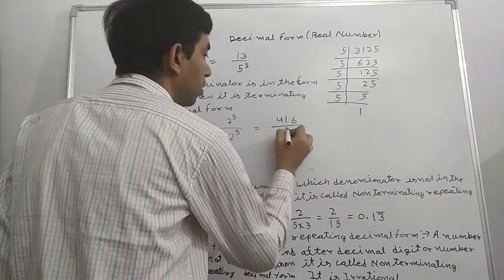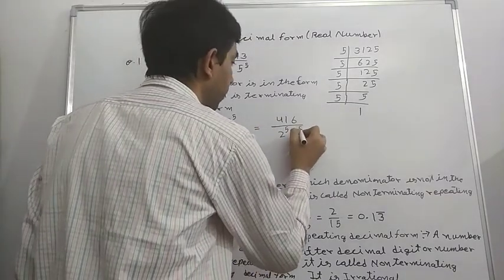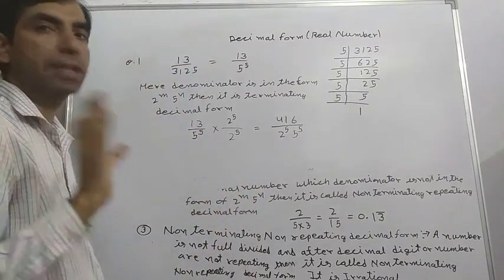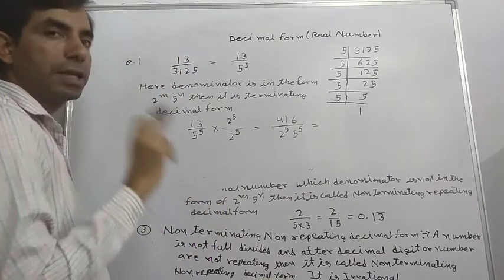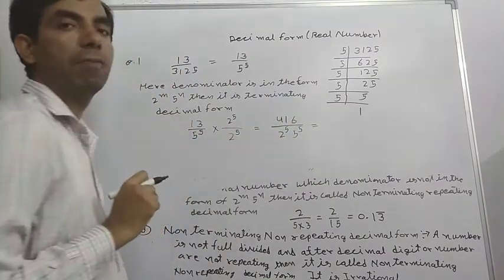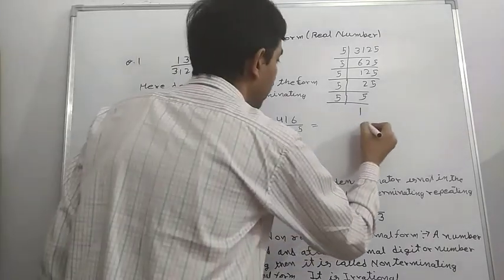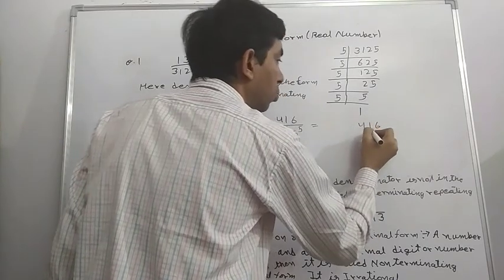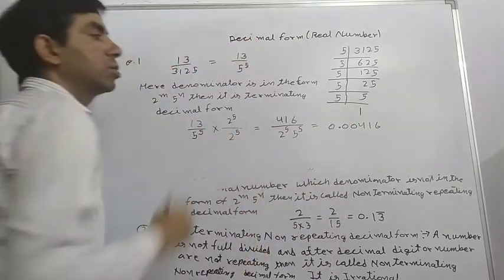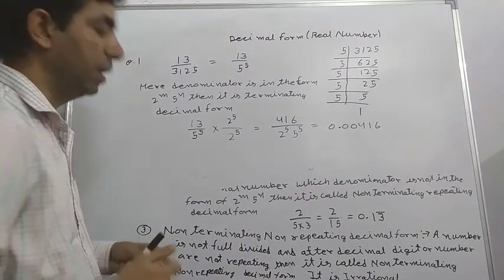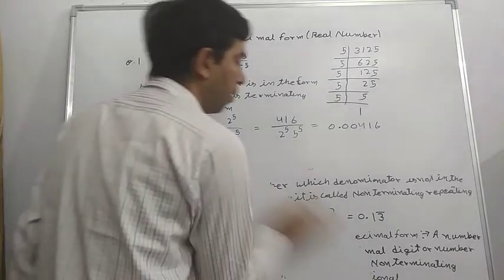But in the denominator we do not solve. We write only in powers: 2 to the power 5 and 5 to the power 5. Here the denominator powers are the same, so we can write the solution. We write the decimal after as many digits as the power. Here the power is 5, so we write the decimal after 5 digits. So counting 4, 1, 6, then 1, 2, 3, 4, 5 places, and the decimal. So our solution is 0.00416. By this method, we can calculate any number to decimal form.